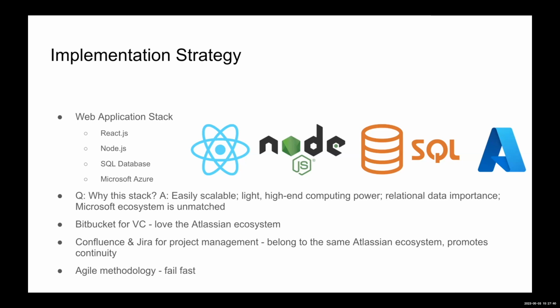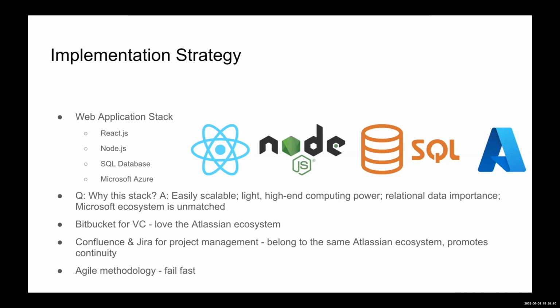For code management, version control, all that sort of stuff, I would actually steer away from GitHub and use Bitbucket. The reason for that is that I just have a personal preference for the Atlassian ecosystem, specifically because it's so highly integratable with Confluence and Jira, which makes project management really seamless. Having that level of continuity, I think, is really important for managing the project effectively.